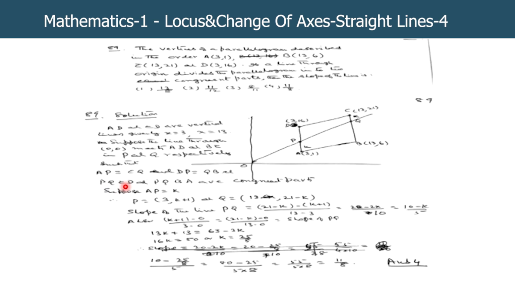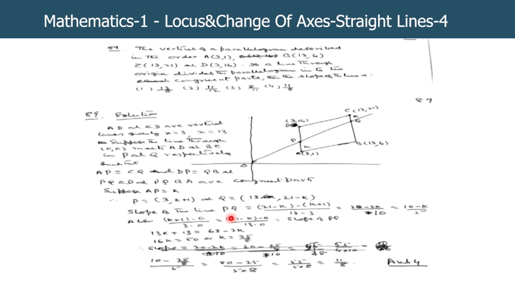So, therefore, PQCD and PQBA are congruent parts. Suppose the distance AP is equal to K. Then P is equal to (3, K+1) and Q is equal to (13, 21-K), because Q lies on BC. You know that CQ is equal to K and total BC is equal to 21. So, therefore, QB is equal to 21 minus K.